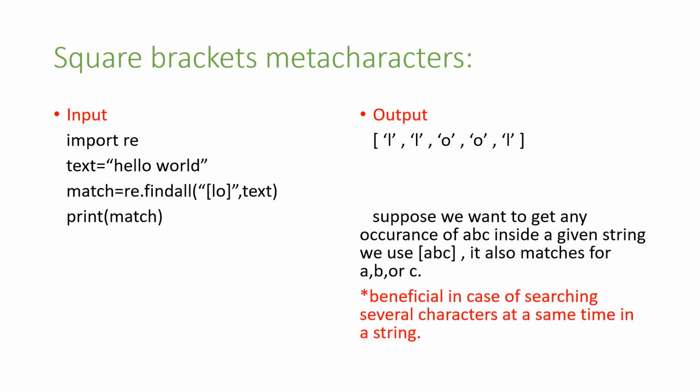The next meta character is the square brackets meta character. Suppose we want to get any occurrence of A, B or C inside a given string, we use square brackets with ABC. It matches A, B or C. It is very beneficial for searching several characters at a time in a string.